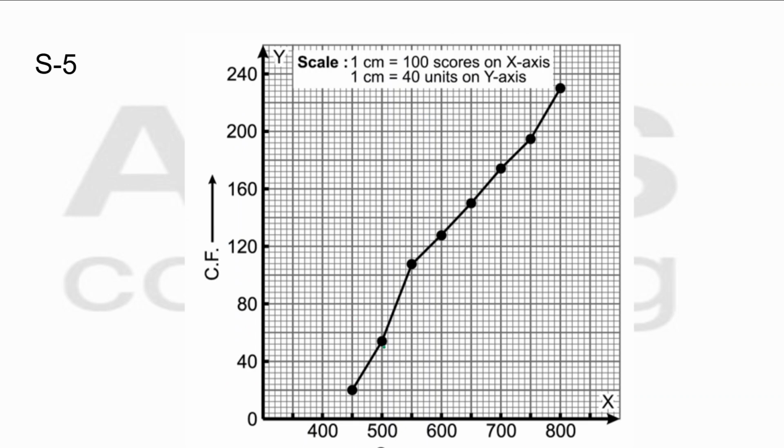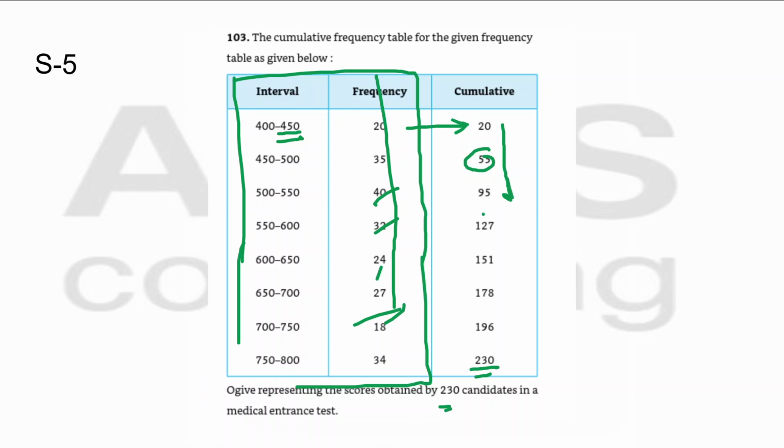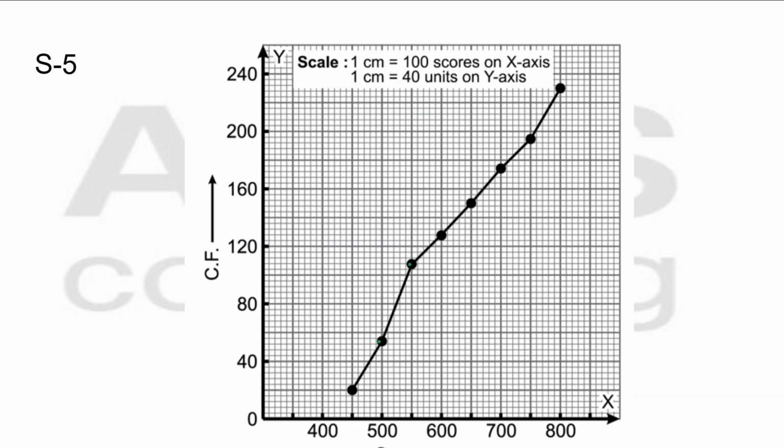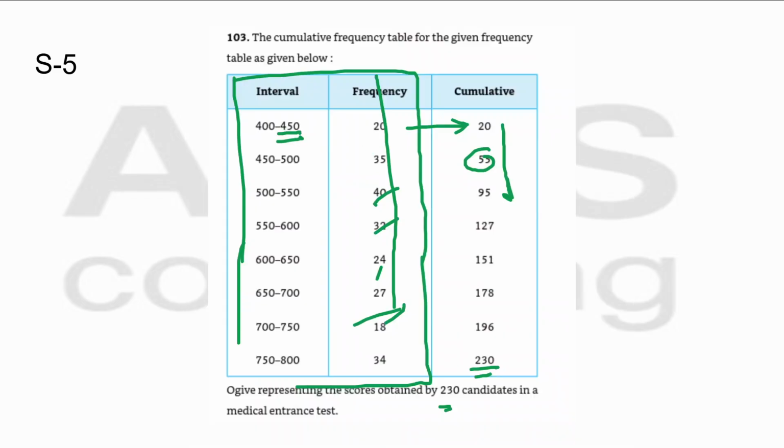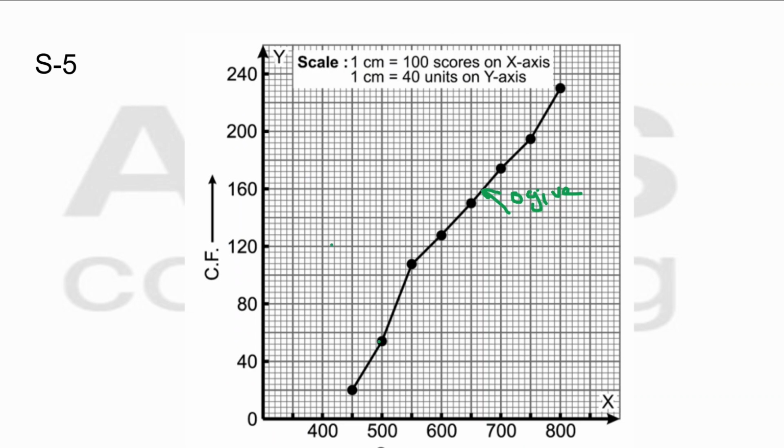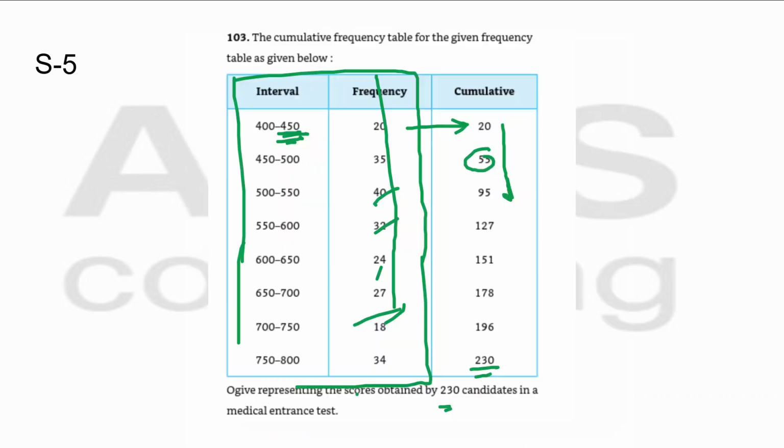500 will be 55 here. Then 550 will be 95, like this, and so on. And then connect all of them by a line, and that will be your ogive. This is your ogive. Here we need to be careful that we need to take the upper limit. It is the upper limit and the cumulative value.